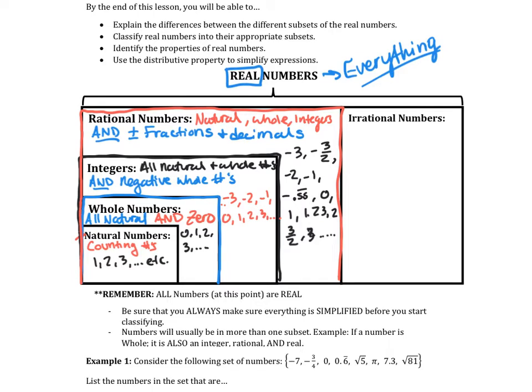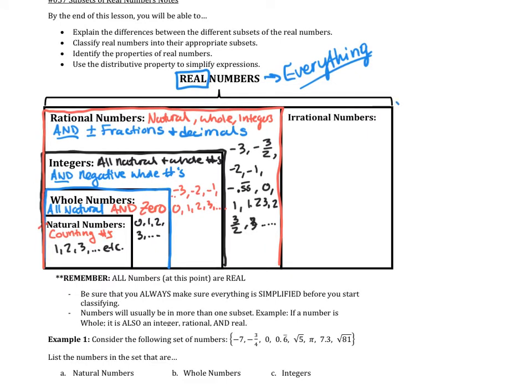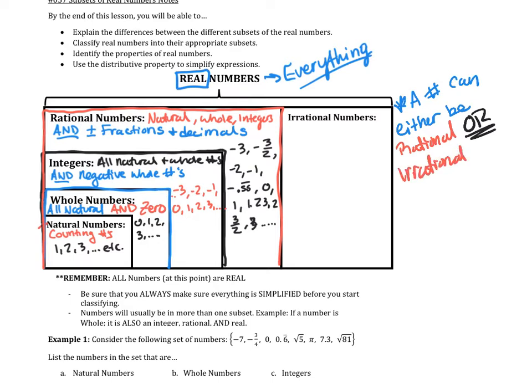Basically, rational numbers is everything except irrational numbers. So a number can either be rational or irrational. It cannot be both. So the easiest way really is if a number is not rational, then it is irrational.